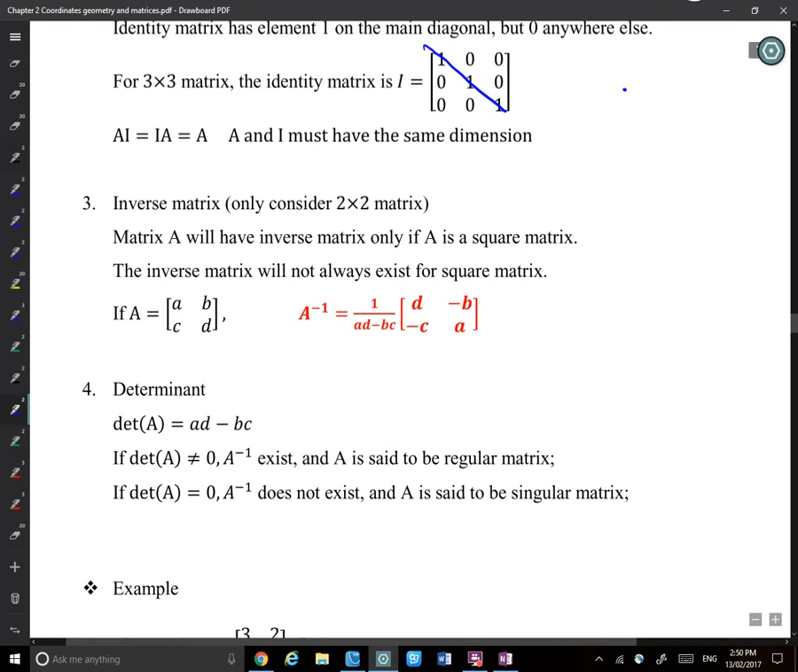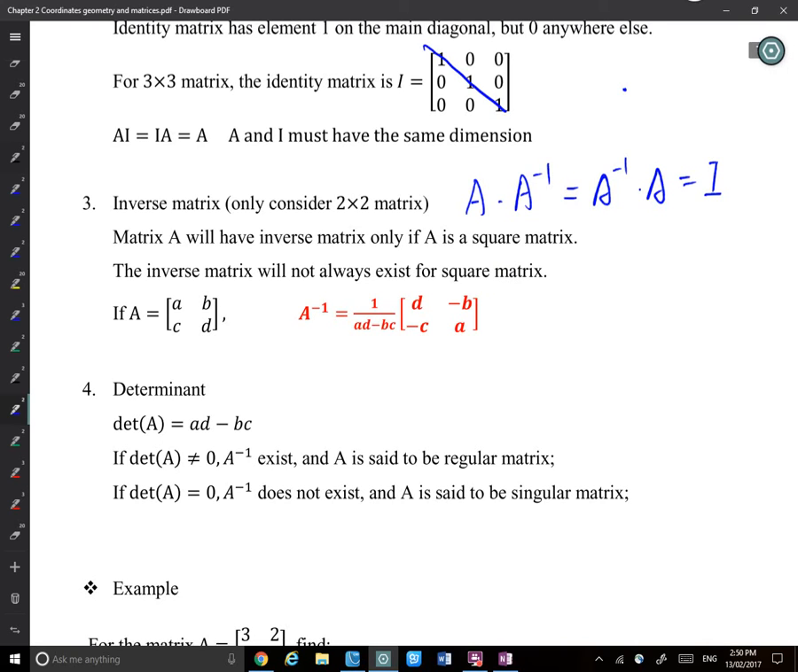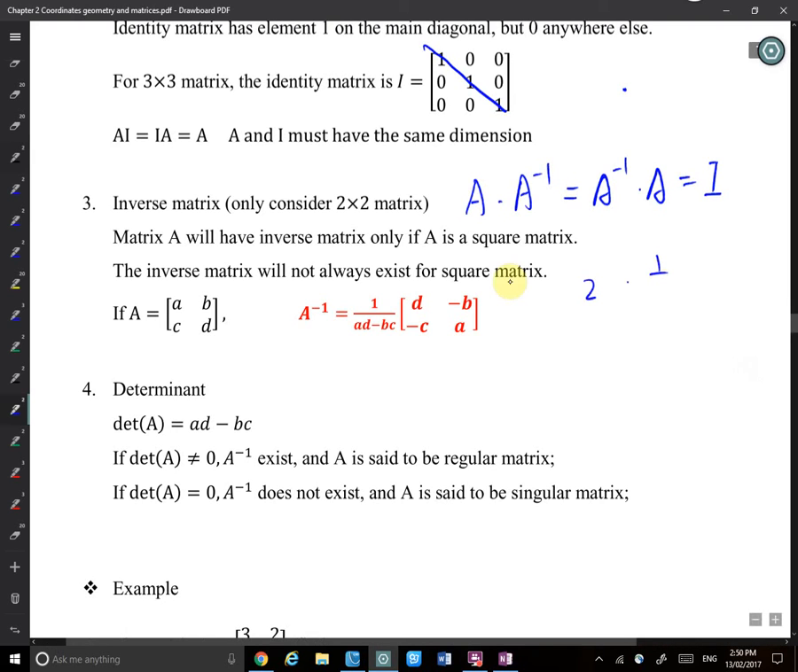Okay, what is inverse matrix? Let's say we have A and A inverse. Multiplied together, A inverse times A will give you the identity matrix. So that's the definition for inverse. For numbers, if the number is 2, the inverse is a half. So 2 times a half will give you 1.